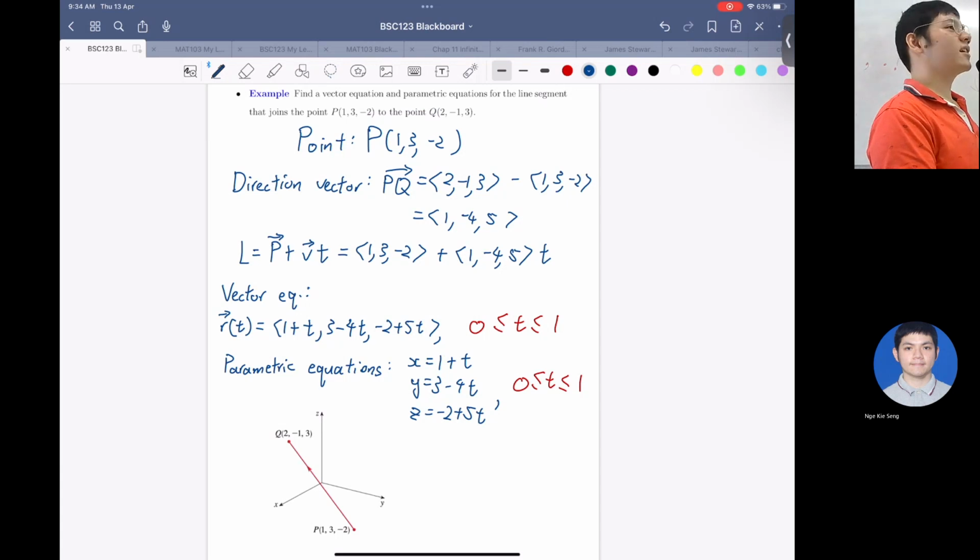Oh, another thing is there's actually one point here. The question already tells you: join P to Q. I'm not sure this has orientation meaning or not. Let's say if there's a meaning here, so P to Q or Q to P, follow the question.